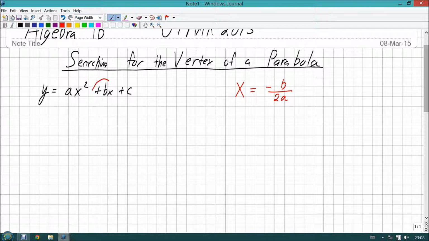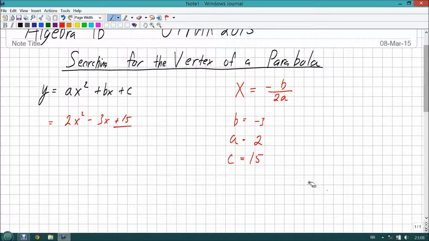The b is the number in front of the x, not the x itself, but the number in front of it. So in other words, if I had 2x squared minus 3x plus 15, then I would say that the b value would be negative 3. The a value is the number that's in front of the x squared. So in this case, the number in front of the x squared is 2. So I would say a would be 2. And the c value is the one that doesn't have an x attached to it. So in this case, 15.